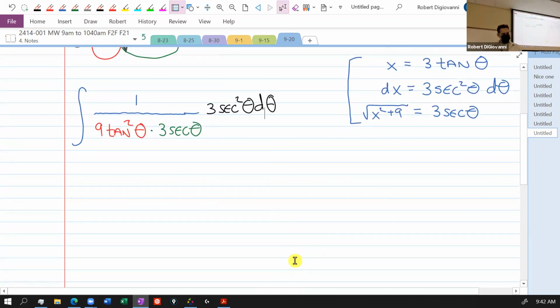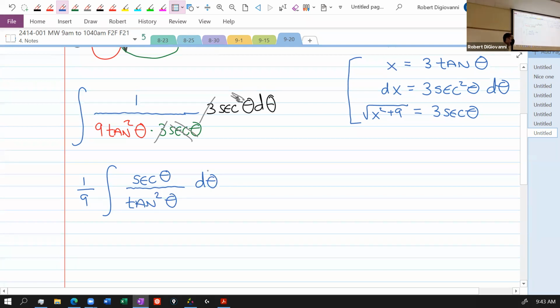Now we get some things to go away here. One of the 3's cancels, right? And then one of the secants goes away, doesn't it? So what we're left with at the end of this is 1/9. So I'm going to take that 9 that was on the bottom, bring it out. I have a secant theta on top. On the bottom, I have a tangent squared theta d theta.